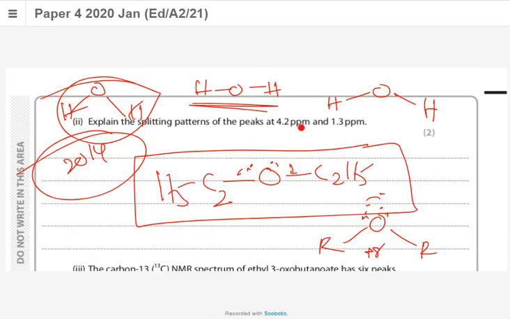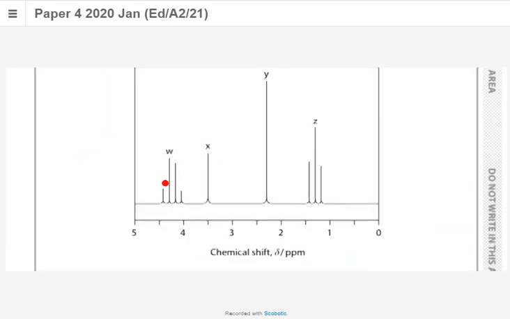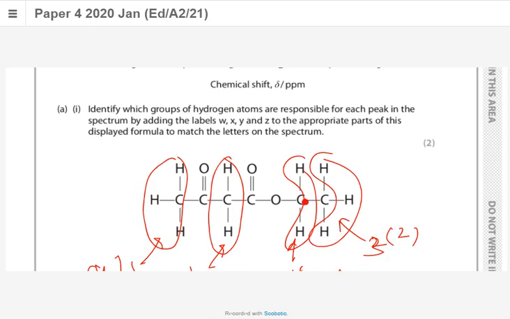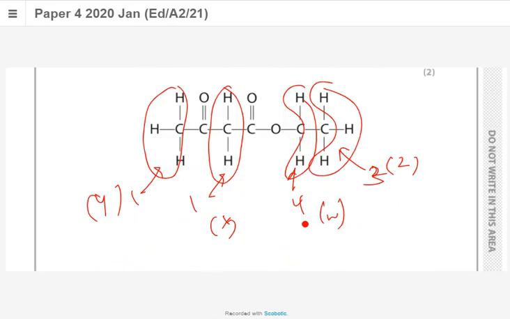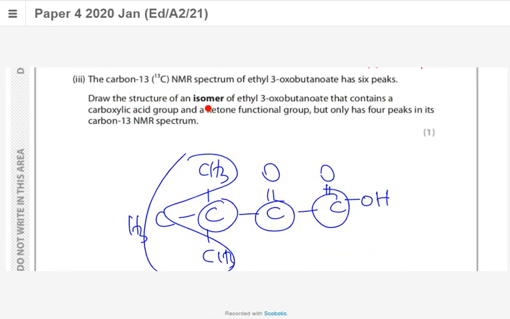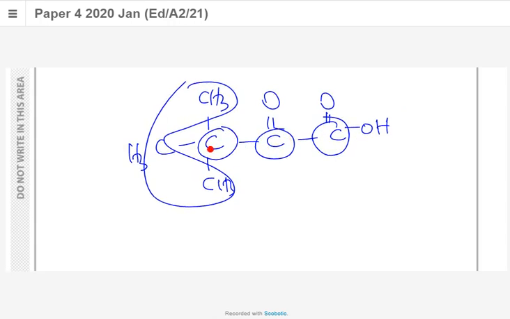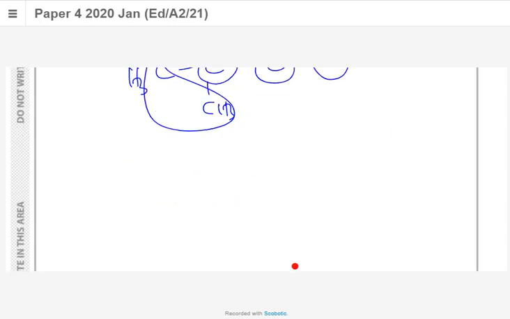And then the splitting patterns at 4.2 and 1.3 I already explained. The splitting pattern at 4.3 is a quartet because the adjacent carbon has 3 hydrogens. And the peak at 1.2 splits into 3, because the adjacent carbon has 2 hydrogens. And then the C13 NMR of the isomer of this, which contains the ketone functional group and the carboxylic acid, should be this, because this produces 4 peaks overall in the C13 NMR spectrum, right? So that is that answer.